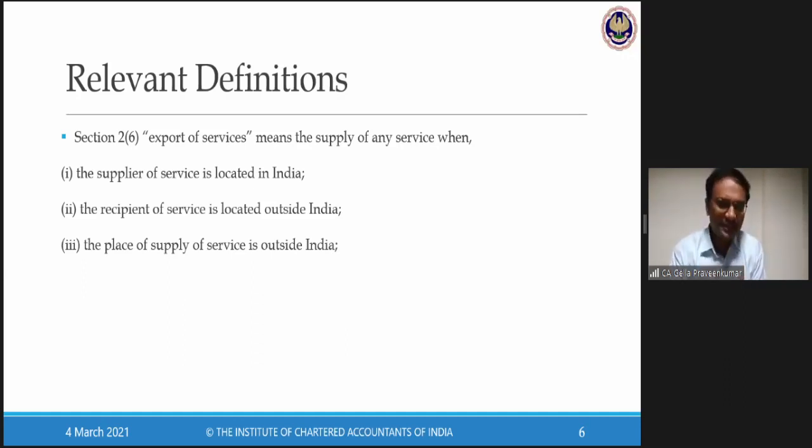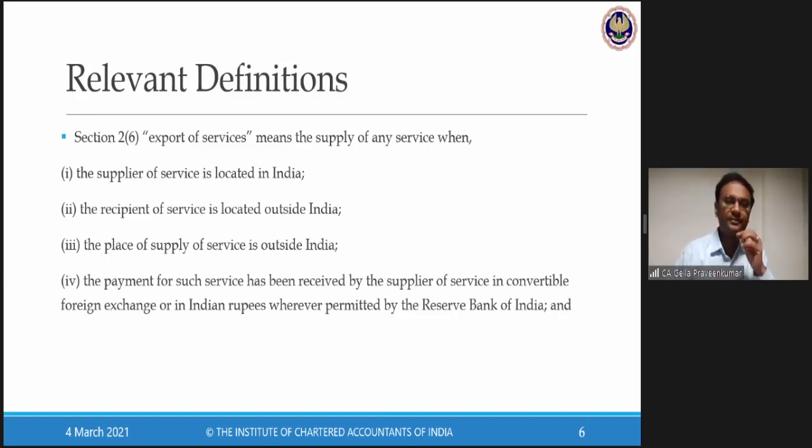For you, from your examination point of view, what we need to understand is that the place of supply of that particular service is outside India, and the payment for such service has been received by the supplier of service in convertible foreign exchange or Indian rupees wherever permitted by RBI. Now they are saying that my payment for that particular service has been received by the supplier in convertible foreign exchange.